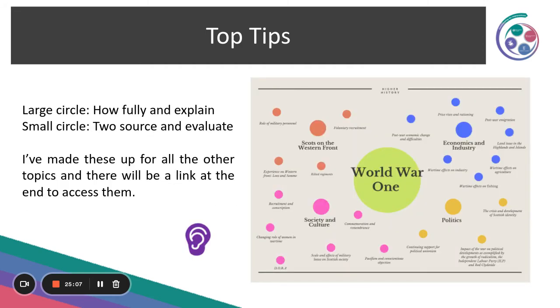So I actually made these maybe 2 or 3 years ago, these posters for my class. Basically, the large circles are the how fully and explain, and the small circles are the to-source and evaluate. This really helped my pupils focus in their studying to make sure they knew, right, okay, what do I know about voluntary recruitment? Can I have like 6 to 8 points about that just in case? Or do I have lots of points on Scots on the Western Front? So it's a good revision guide.